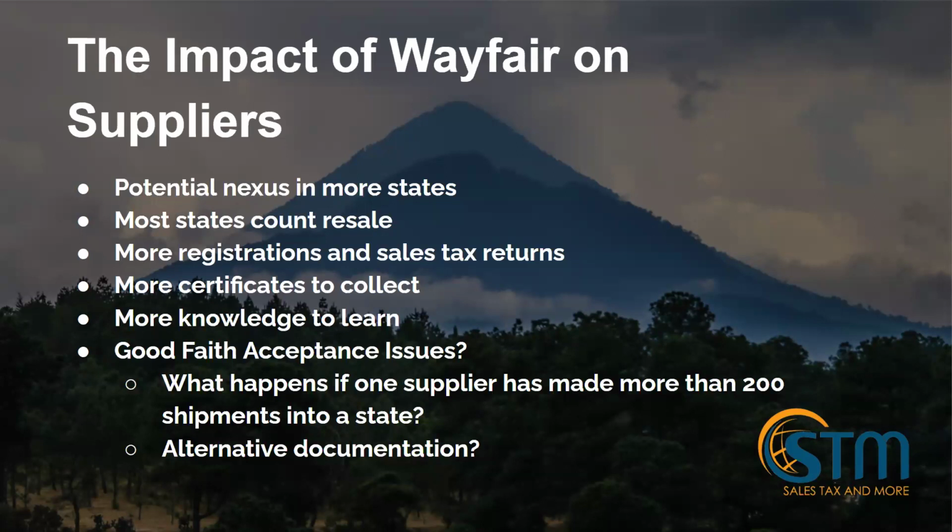I can't be the one that made them cross that $100,000 threshold, or the $500,000 threshold, or the 200 transaction threshold, because I should have known that this alternative documentation can only be used if there's no requirement to be registered in the state. If you have nexus, there's generally a requirement to be registered. The alternative documentation is not valid.